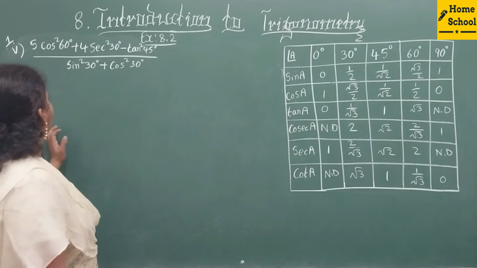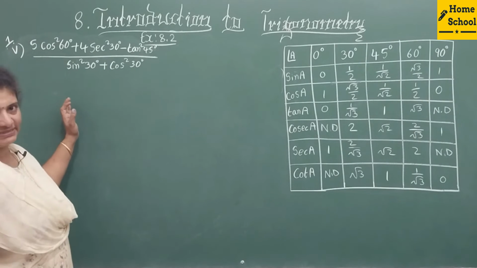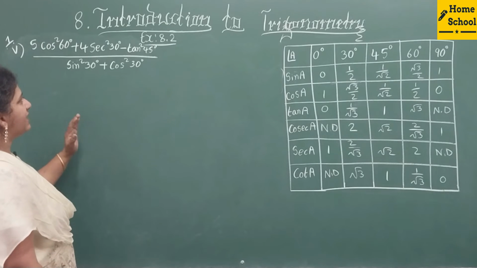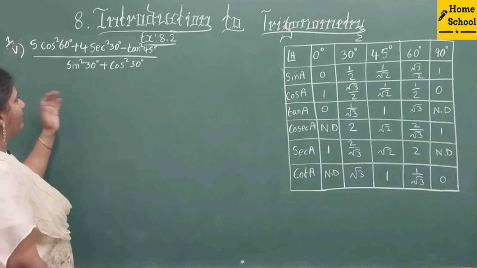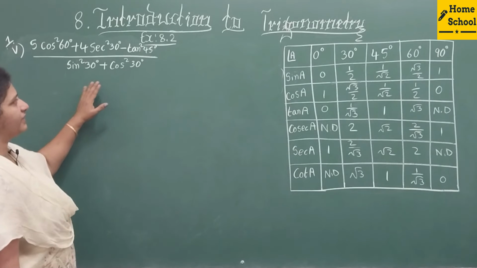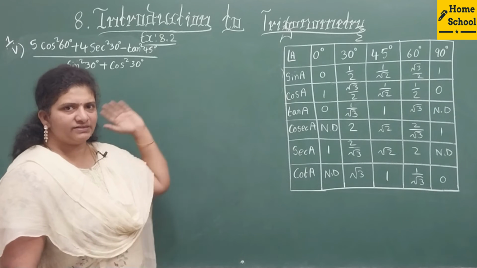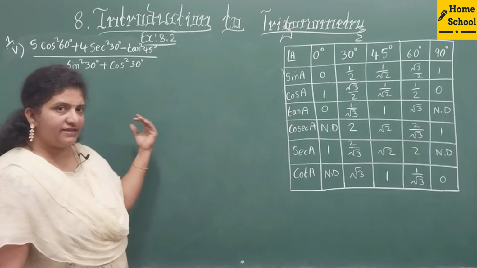Fifth problem. 5 cos square 60 degree plus 4 secant square 30 degree minus tan square 45 degree, whole divided by sin square 30 degree plus cos square 30 degree. In the same manner, see the table and say, or if you remember the table, say the values.